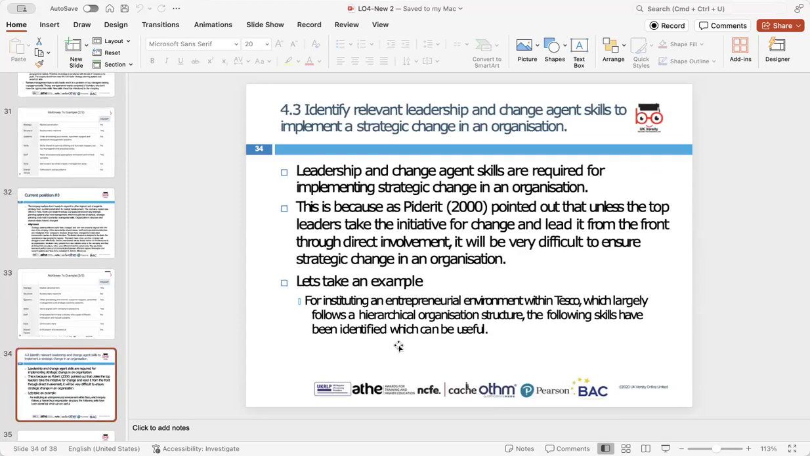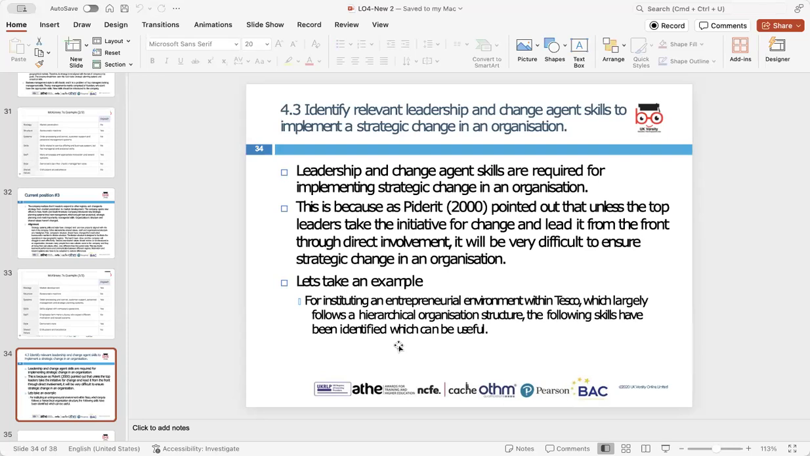So, leadership and change agent skills for strategic changes. Effective implementation of strategic change within an organization requires specific leadership and change agent skills. According to Pedret 2000, top leaders must actively initiate and lead change efforts to ensure successful strategic transformation. Without direct involvement from leadership, driving significant change can be challenging.